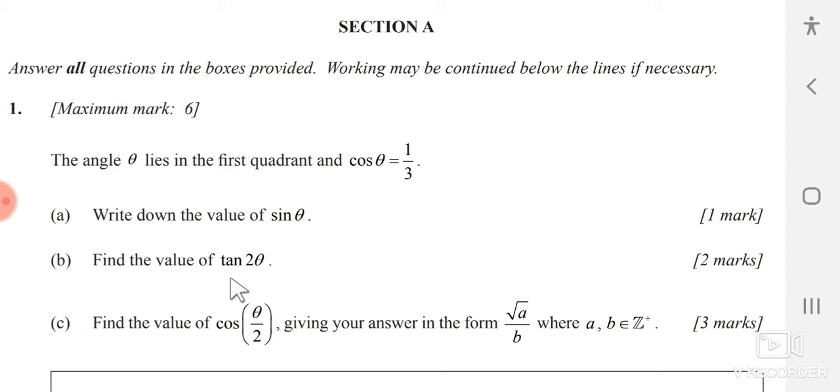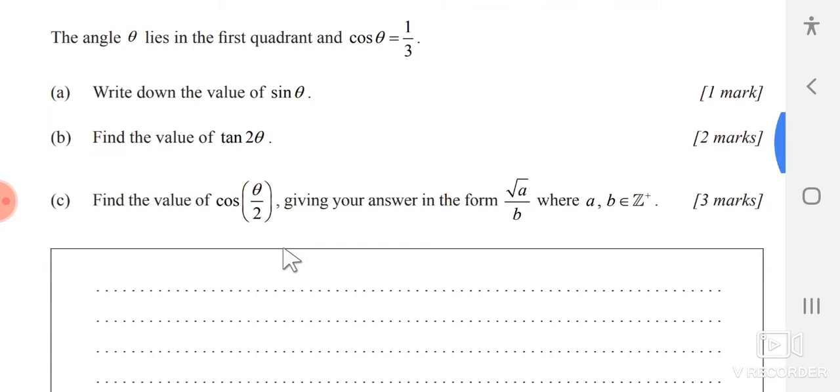cos 2 theta can be written cos square theta minus sine square theta, and so by simplification we can get 2 cos square theta minus 1. Either you can use cos square theta minus sine square theta because you already have the values of cos theta and the value of sine theta in the above parts, so you can do that question simply by that.